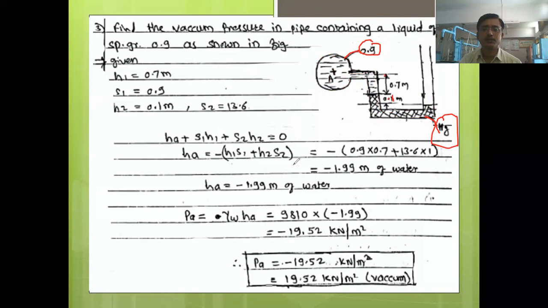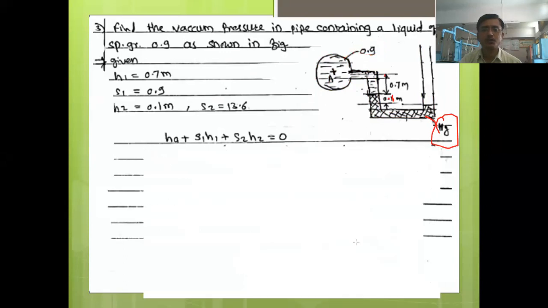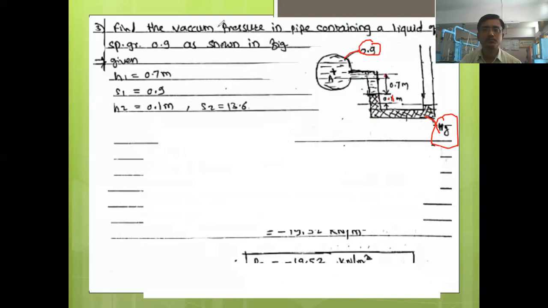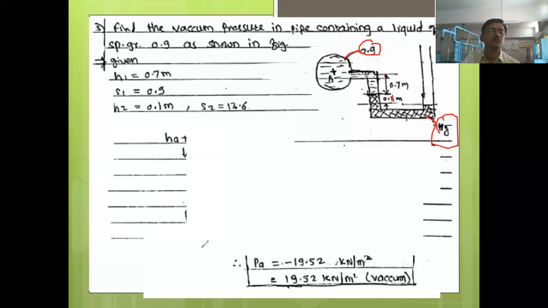And here we have to find out what is the vacuum pressure. Vacuum pressure is nothing but negative pressure that you have to find out, right? So now how are you going to solve it? Who will tell how to solve this problem? Yes, anyone? Pressure in left limb equal to pressure in right limb.